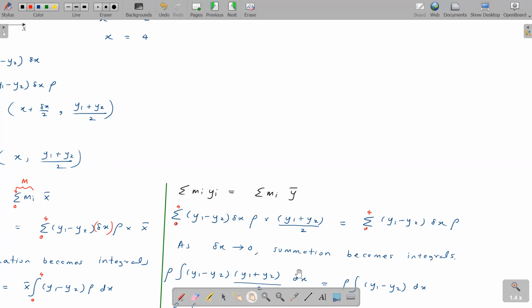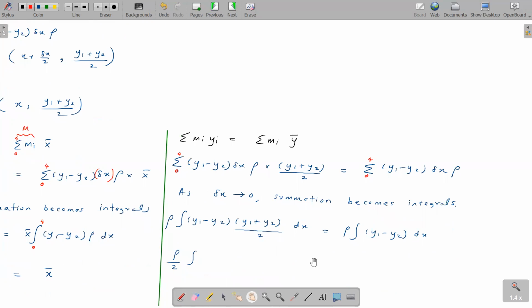So as delta x becomes 0, the summation becomes an integral. The summation has become the integration of y1 minus y2, times rho, times y1 plus y2 over 2, and delta x becomes dx. Over here also, y1 minus y2, delta x becomes dx, rho comes out, and your integration limits are from 0 to 4. So again, it's the same story.